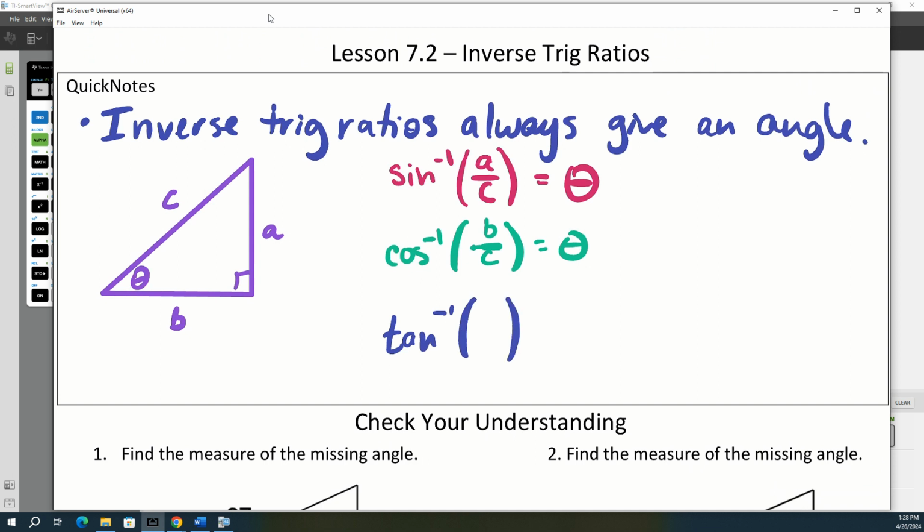Right. And then the inverse tangent, or the tangent, is always going to be the one that doesn't use the hypotenuse. So you're going to do the opposite over adjacent, or A over B.